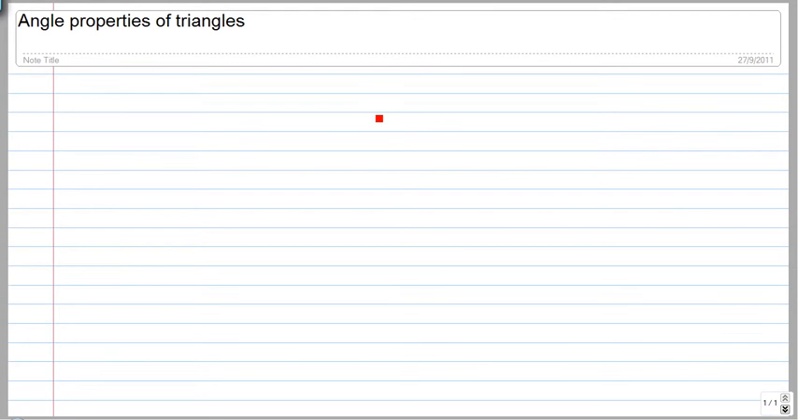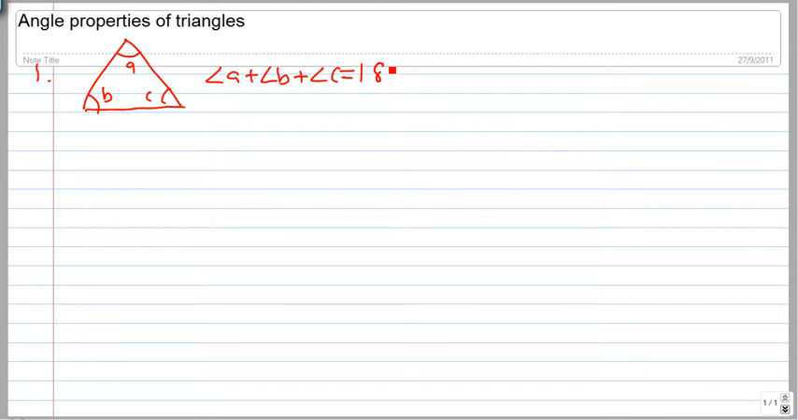So the sum of angles in a triangle is equal to 180 degrees. If you have a triangle like that, you've got angle A, angle B, and angle C. Angle A plus angle B plus angle C will be equal to 180 degrees. Angle sum of triangles is the accepted abbreviated statement.